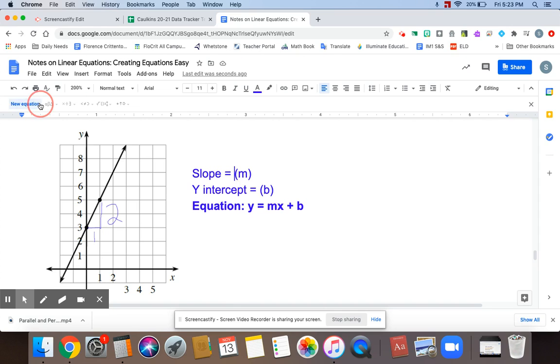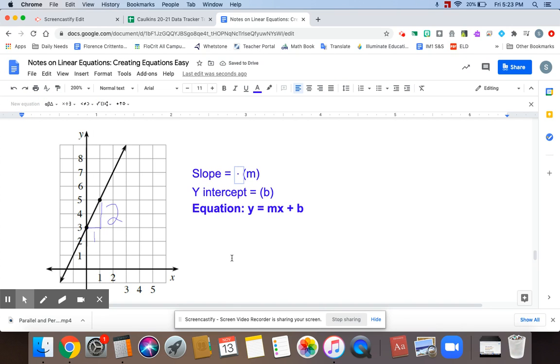So for my slope, which one of those numbers goes on top? It's the change in y, which is up 2, then divided by the 1, which is the x. And 2 divided by 1 is just 2. So in my equation, the m is 2.